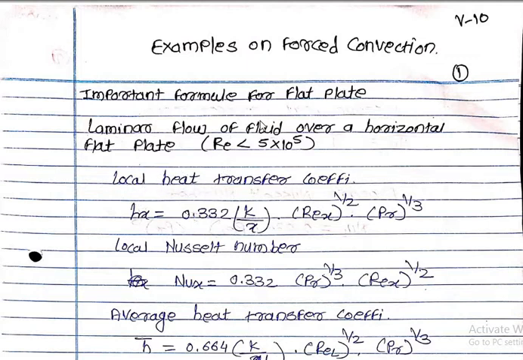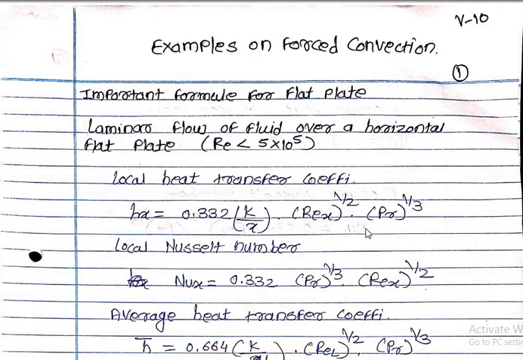In case of a flat plate, the local heat transfer coefficient can be given as h suffix x equal to 0.332 multiplied by (k divided by x) multiplied by Re suffix x raised to 1 by 2 multiplied by Pr raised to 1 by 3. Here h suffix x is the local heat transfer coefficient, k is the thermal conductivity, x is the distance of a location from the leading edge, Re suffix x is the local Reynolds number, and Pr is the Prandtl number.